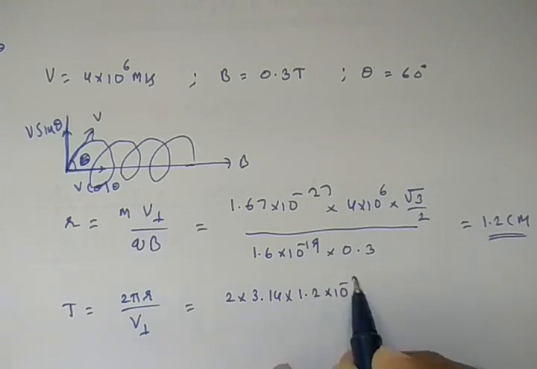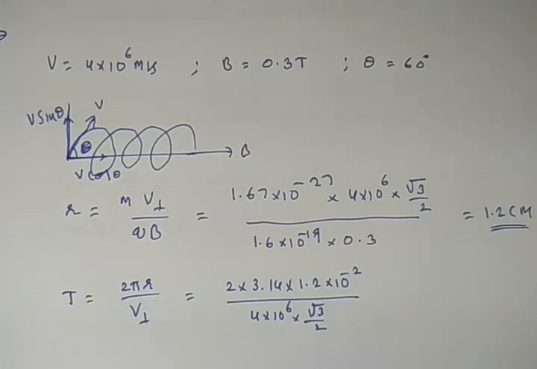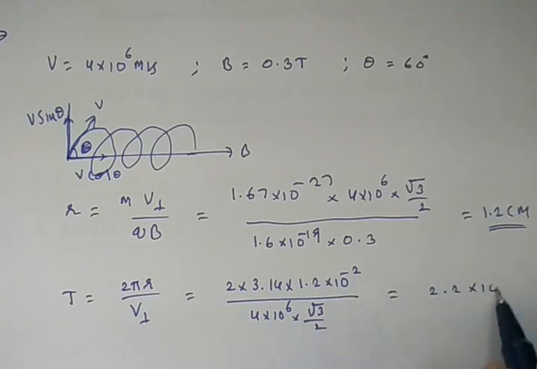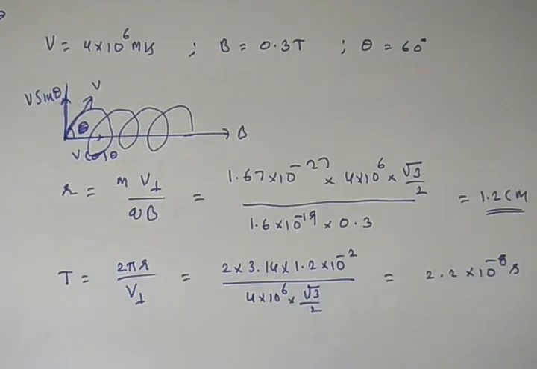Let us keep it in terms of meter, divided by the perpendicular component of velocity, 4 × 10^6 times sin 60, that is root 3 by 2. Once you simplify this, your answer will be 2.2 × 10^-8 second. So this is the time period for one revolution.